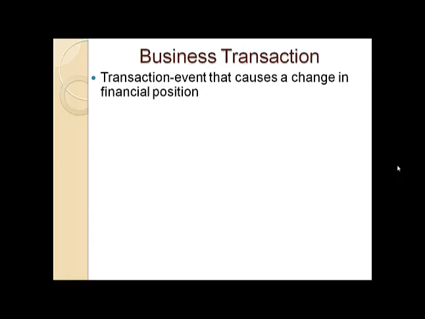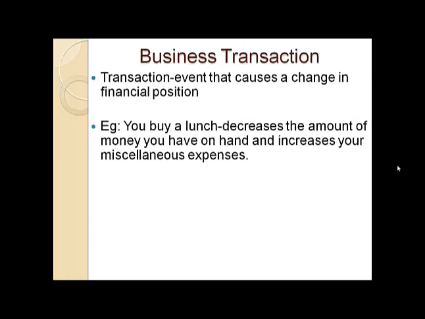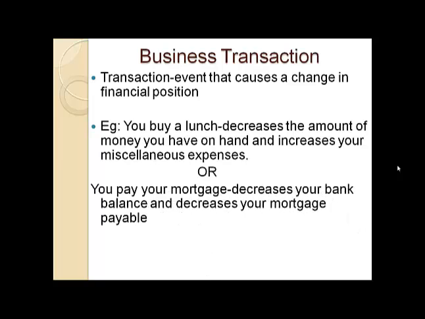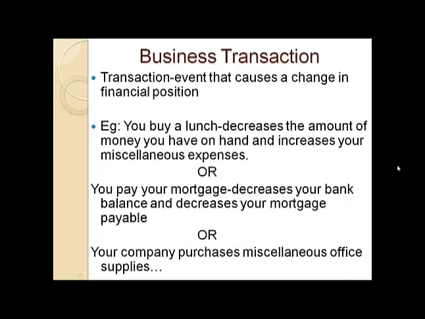A transaction is an event that causes a change in financial position. For example, you buy your lunch. This will decrease the amount of money that you have on hand, and it will increase your miscellaneous expenses. Or maybe you pay your mortgage. That will decrease your bank balance, and it will also decrease your mortgage payable. Or another example, say your company purchases miscellaneous office supplies. That is going to increase your office supplies account, and it's going to decrease the amount of money you have in your bank. So it's any financial event that will cause a change in your financial position.